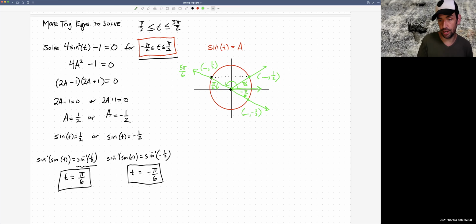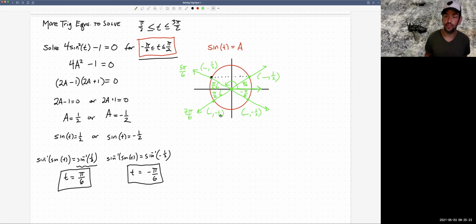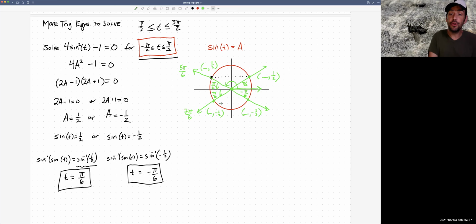And in a similar way, there's an angle down here. This one's 7 pi over 6. It's an angle of pi over 6 past the halfway mark, and this will have a y-coordinate of -1/2, right? So we see these two answers. If we were looking in this region, 5 pi over 6 and 7 pi over 6 would be the answers.